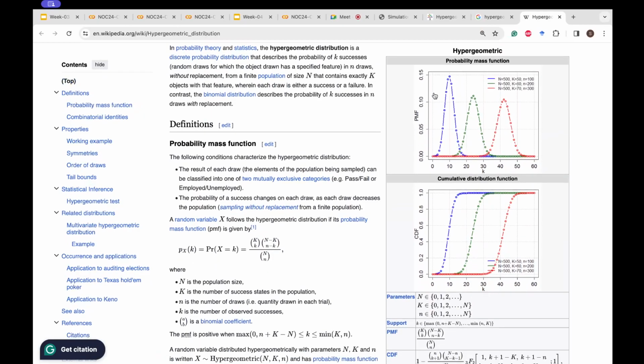This is PMF and this is CDF. CDF is, as we discussed, the summation till that particular point, and as you approach the end, it will become 1. Is that clear to everyone?